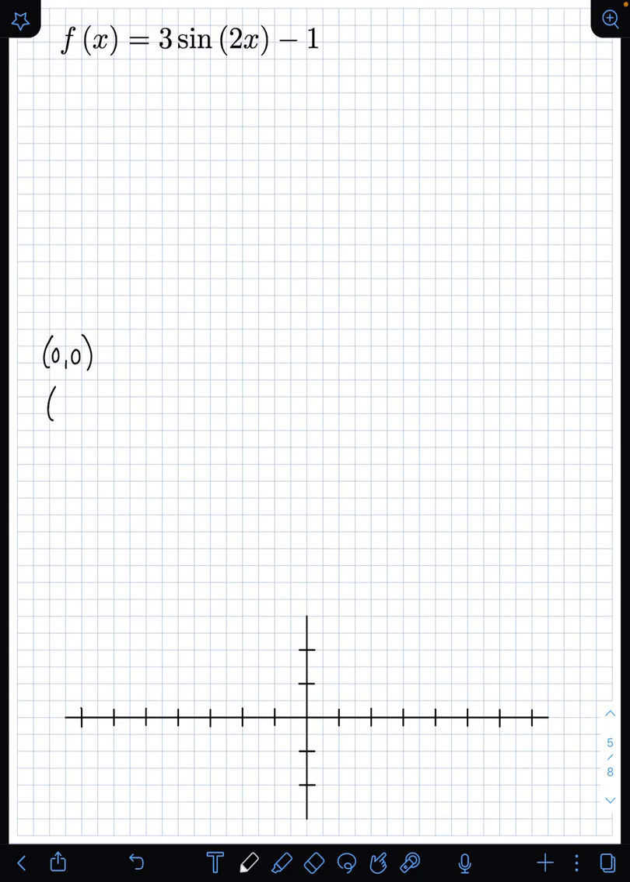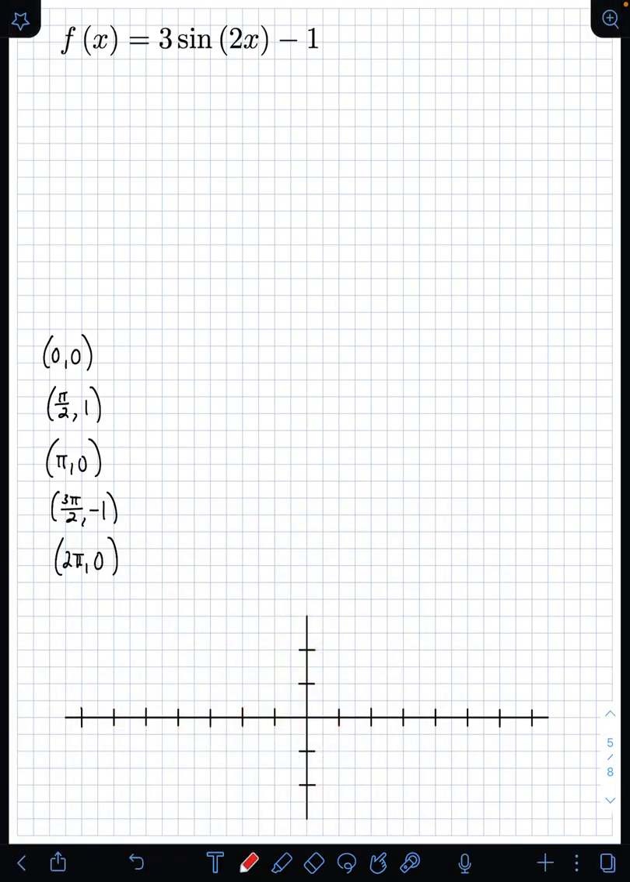0, 0, pi over 2, 1, pi, 0, 3 pi over 2, negative 1, and 2 pi, 0. These are the 5 points for the sine function unaltered. Now it's our job to go through and start talking about the different operations that are introduced here and what transformations they cause. And part of that is we got to follow the order of operations.